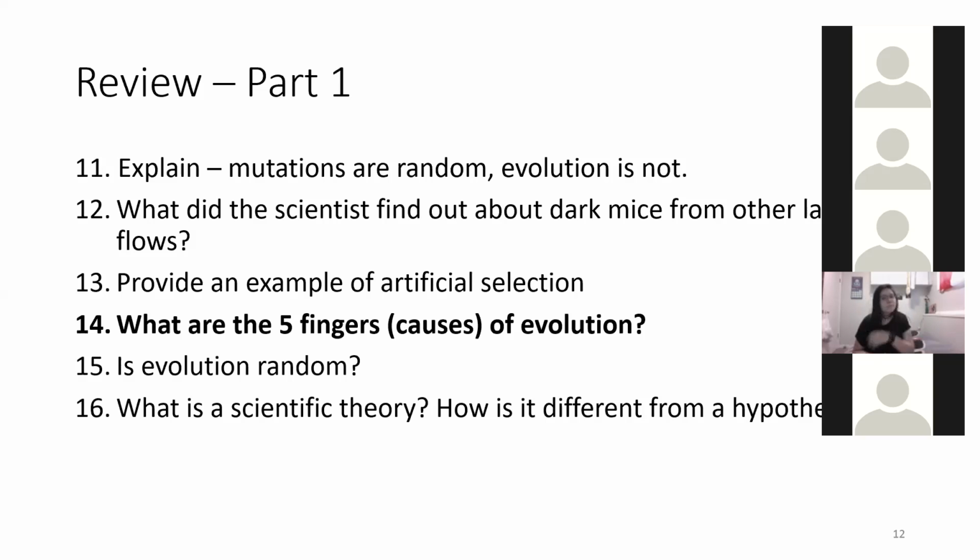Okay, so number 12, what did the scientists find out about dark mice from other lava flows? So in the video, I found it kind of nasty. He pulls out that tray and there's all these little dead mice sitting there. And he says, oh, well, this is from a different lava flow. Was it the same gene or a different gene? They all had different genes, but they look the same. Boom. Thank you, Brad. That's exactly it. So there's more than one way to get the mutation.